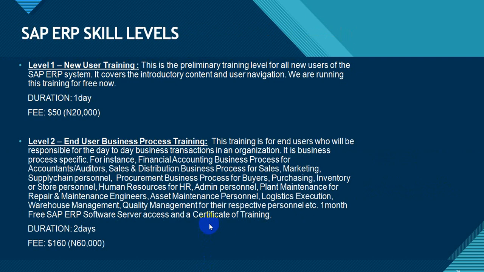Alright, SAP ERP skill levels. You have the level 1, which is the new user training. This also is part of the new user training. That's for beginners. Alright, this is the preliminary training level for all new users of the SAP ERP system. It covers the introductory content and user navigation.